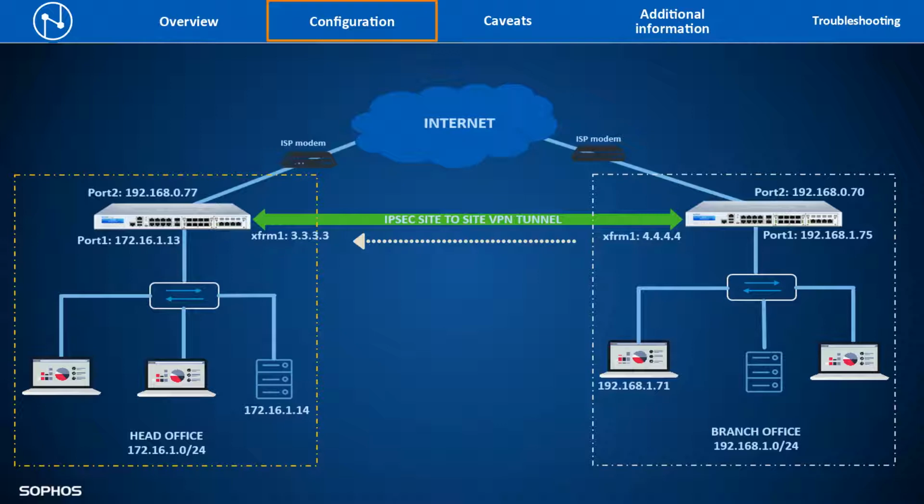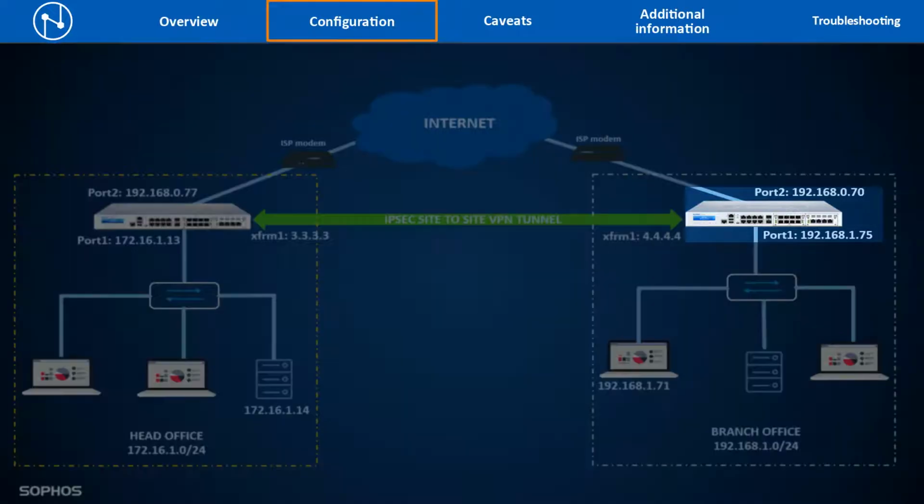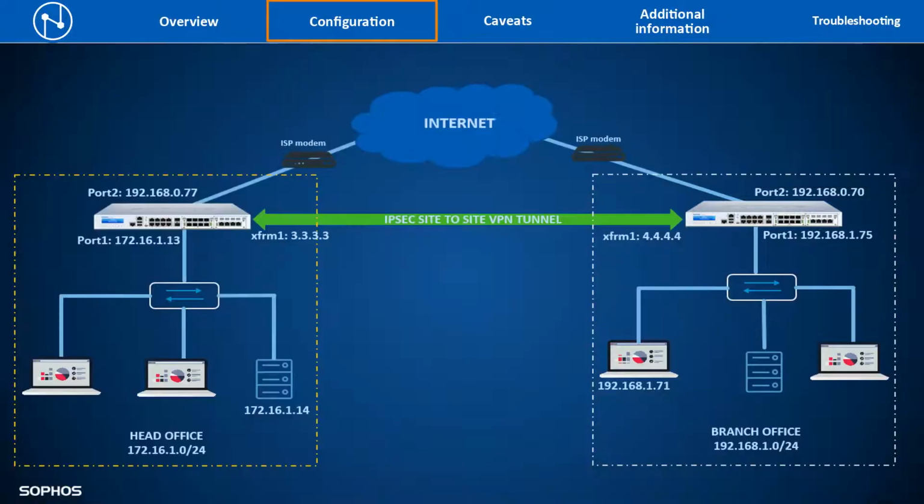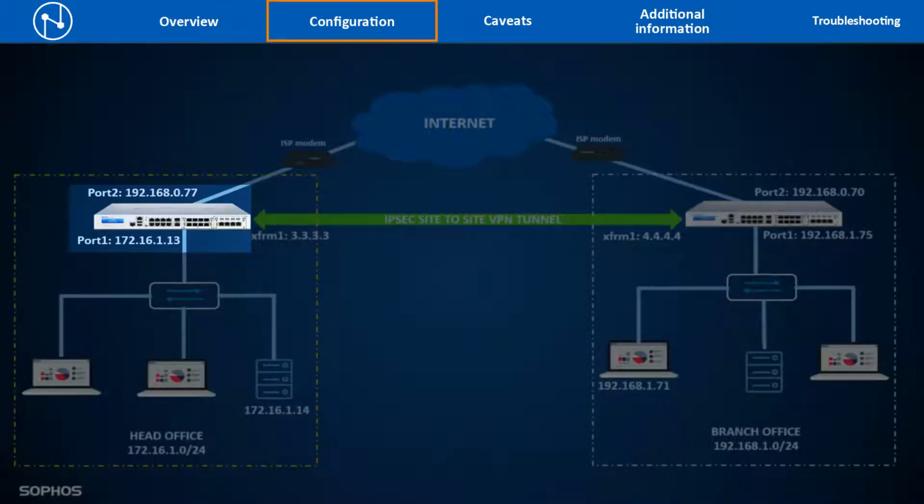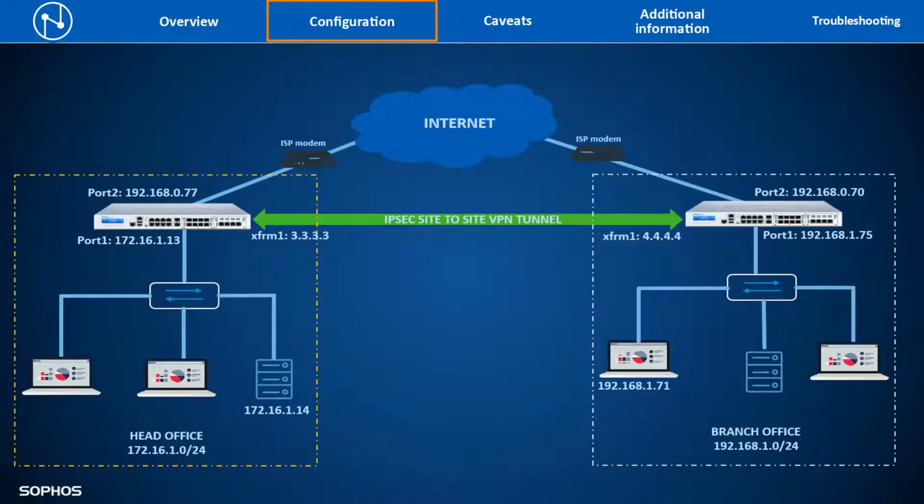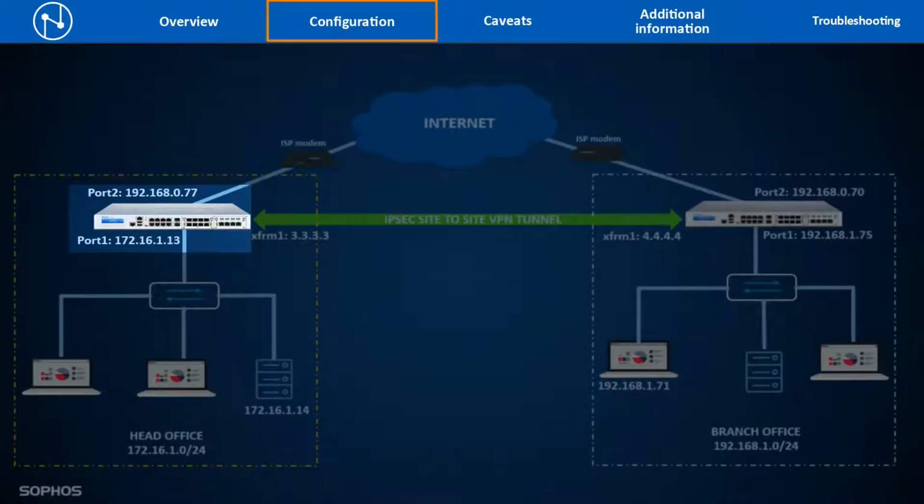head office LAN network resources via the IPsec tunnel, and the traffic flow should be bidirectional. The branch office XG acts as the initiator of the VPN tunnel, and the head office XG device as the responder. So let us see the steps to configure this scenario on XG version 18. First, we go through the configuration steps to be done on the head office XG.